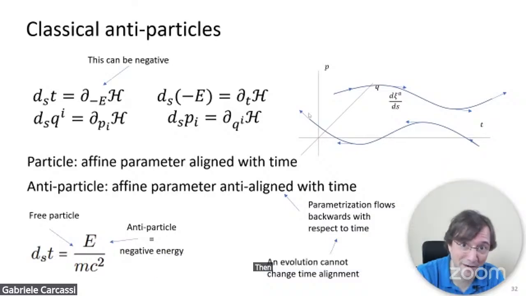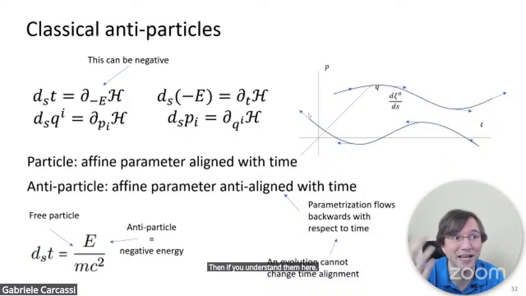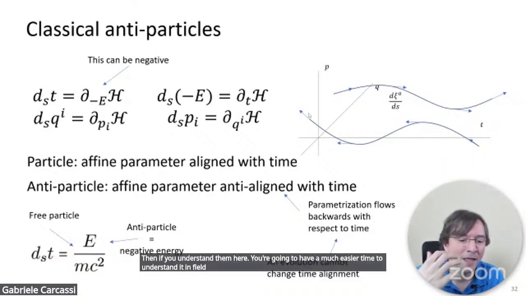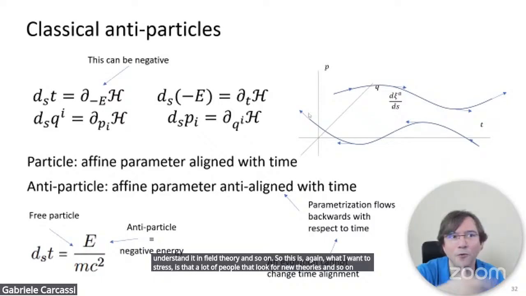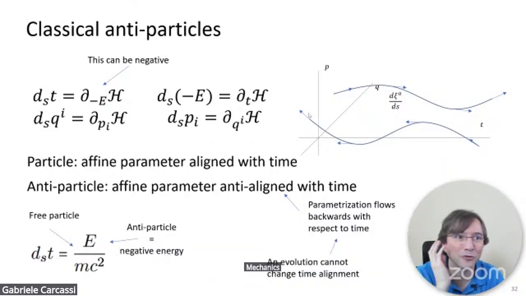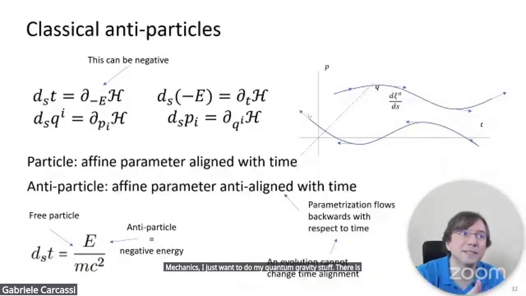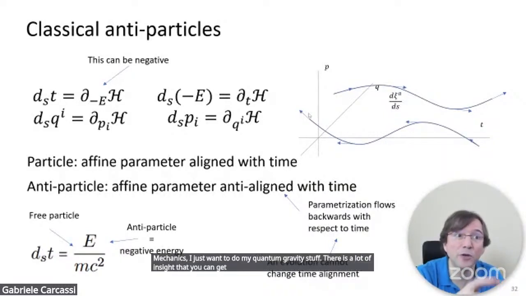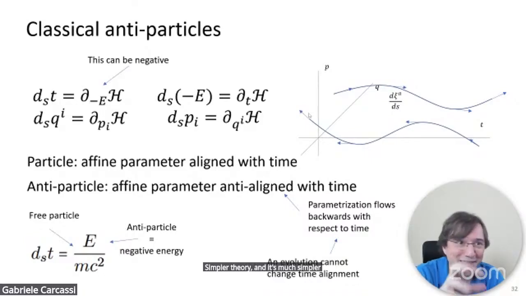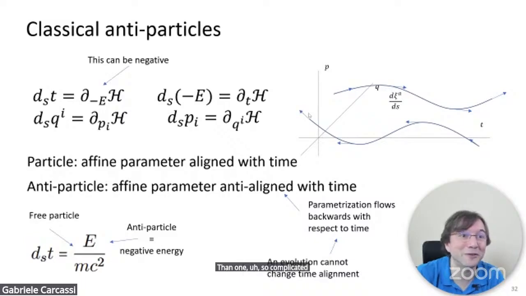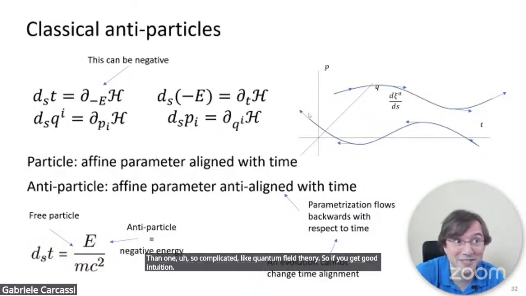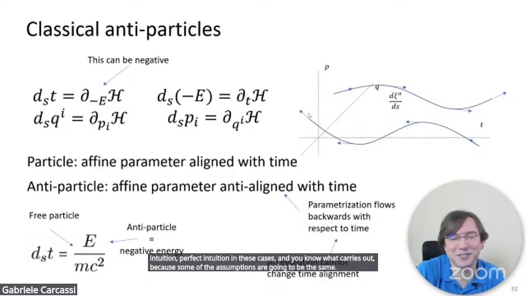Then if you understand them here, you're going to have a much easier time understanding them in field theory and so on. What I want to stress is that a lot of people who look for new theories say, who cares about classical mechanics? I just want to do my quantum gravity stuff. There is a lot of insight that you can get just by looking at these simpler theories. It's much simpler to understand things in a simple theory than one so complicated like quantum field theory. So if you get good intuition in these cases, and you know what carries over, because some of the assumptions are going to be the same, it's just going to make your life easier.